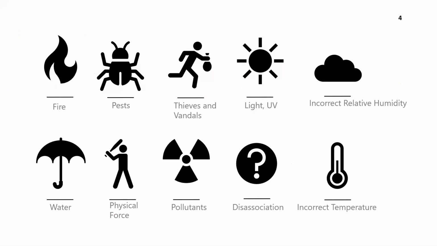So there's fire, pests, thieves and vandals, light, incorrect relative humidity, water, physical force, pollutants, disassociation, and incorrect temperature. And now these can all affect your collection differently as well. Knowing about them is important as there are steps to mitigate them. Some effects are minor, moderate, or in some cases severe.